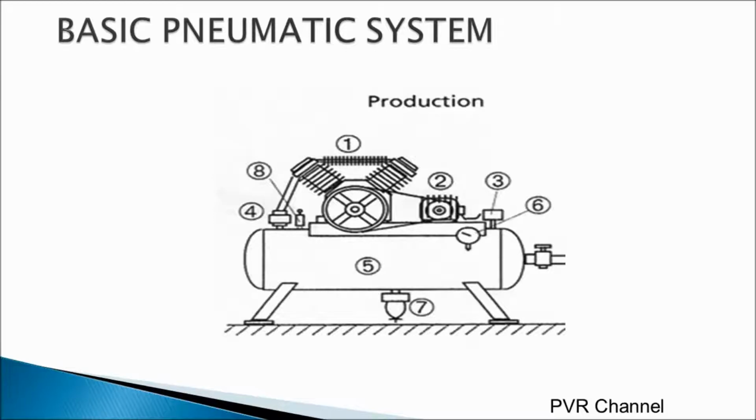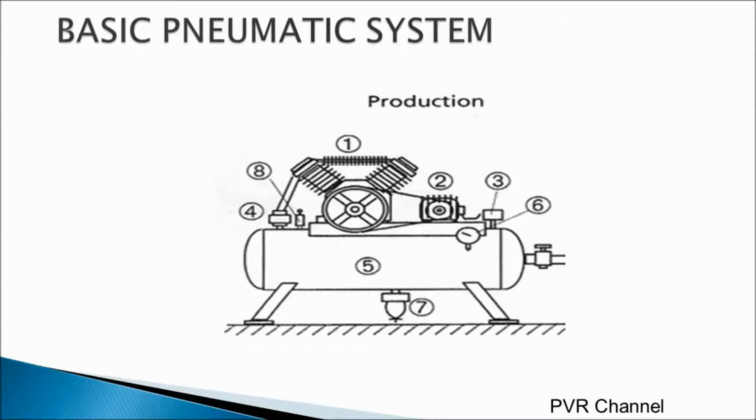Now whenever the pressure is starting to build up, it is visually shown by a pressure gauge. And number 3 is our pressure switch. It has two limits, an upper limit and a lower limit. Whenever the upper limit set by the person is reached, it gives a signal to the electric motor to switch off, and thus the compressor also will shut off.